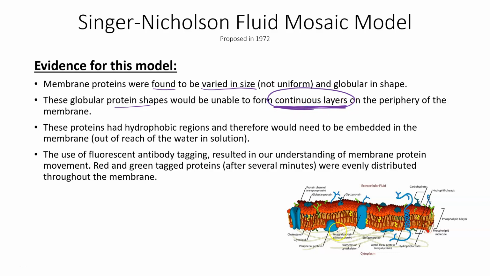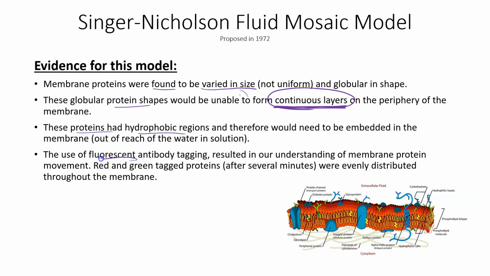Because of the varied size, the varied structure and the varied purposes of these membrane proteins, it would be impossible to form a continuous layer on the periphery of the membrane, which is really the only evidence that the original model had, based on pictures. And again, I'll show you a picture in a minute. These proteins had hydrophobic and hydrophilic regions, okay?